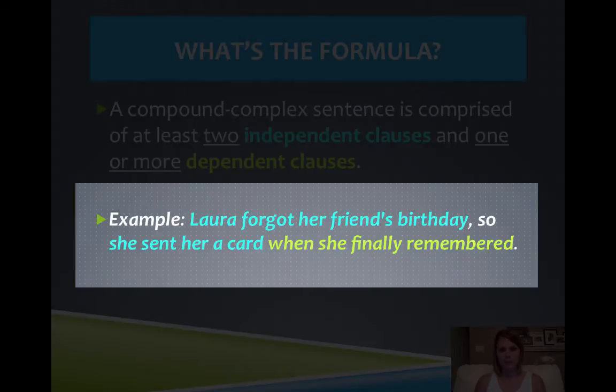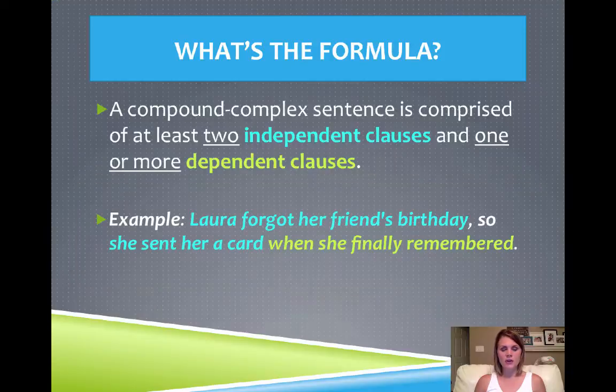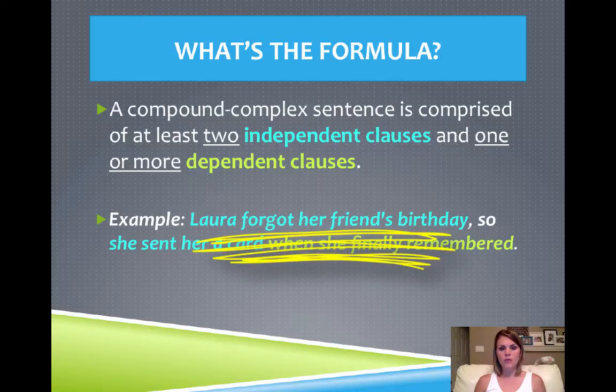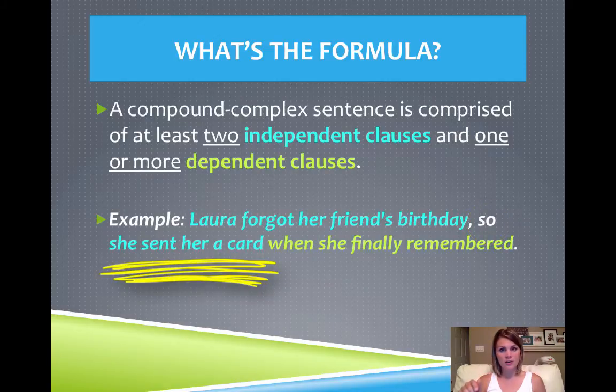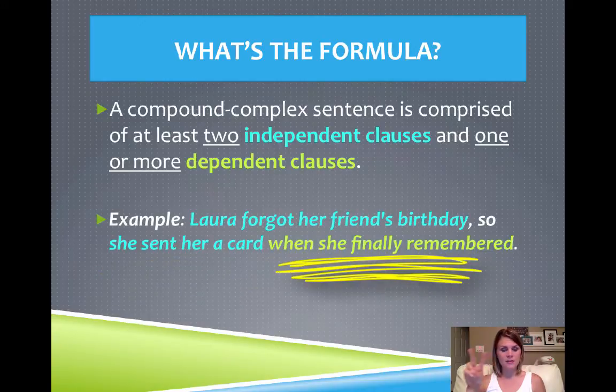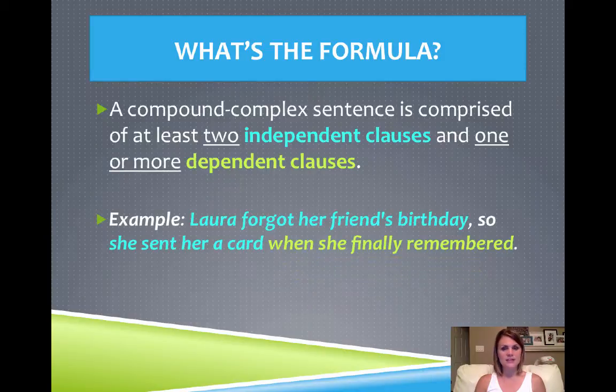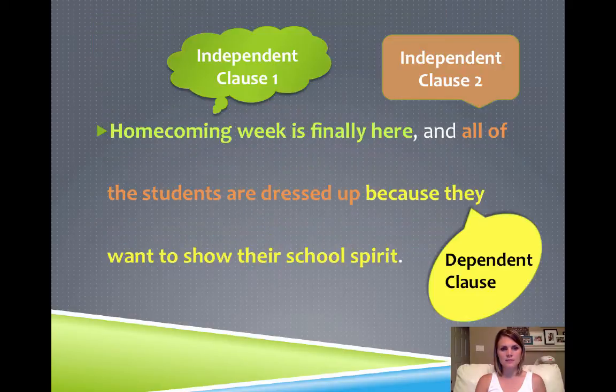So an example would be, Laura forgot her friend's birthday, so she sent her a card when she finally remembered. So you have Laura forgot her friend's birthday, 1 independent clause. You have comma and a fanboys conjunction. She sent her a card, 2nd independent clause. And when she finally remembered is the 1 dependent clause in this sentence. So 2 plus 1 equals compound complex.